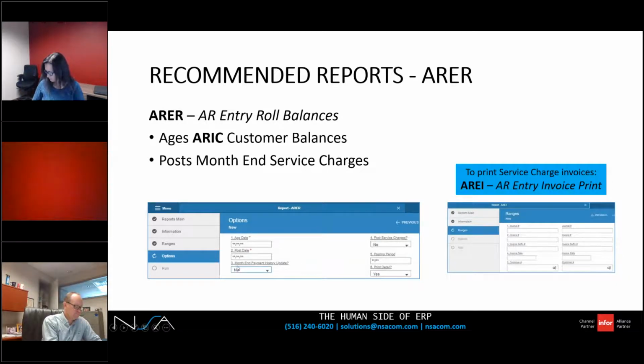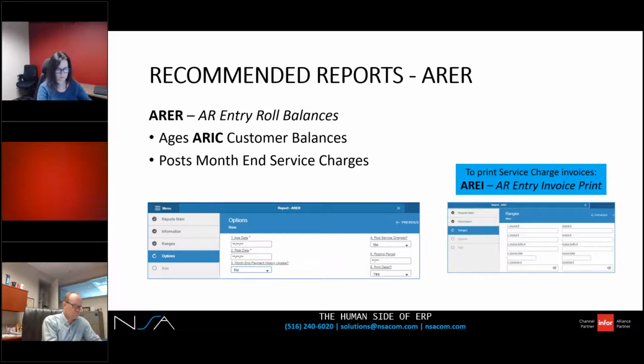If you want to print the service charge invoices, now many people prefer not to, or quite honestly, many didn't know that you could. I work with users who have been on the system for years and did not know that there was a miscellaneous accounts receivable invoice that you could print. So you can use the AREI, AR entry invoice print, to print service charge invoices or other miscellaneous AR invoices. So this is not for your OE invoices, not for your sales order invoices. This is for invoices that you create through AR, so ARET.